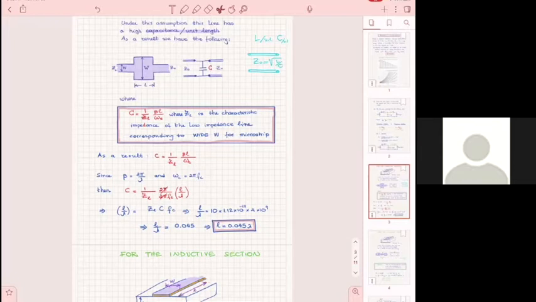Get this? What about the intrinsic impedance? Intrinsic impedance, Z naught. Oh, yeah, all of the capacitive sections, we have the same low impedance, which is 10 ohms. And all of the inductive sections. No, not Z low, Z naught, not Z low. Z naught is only on the input and on the output, and it's 50 ohms.